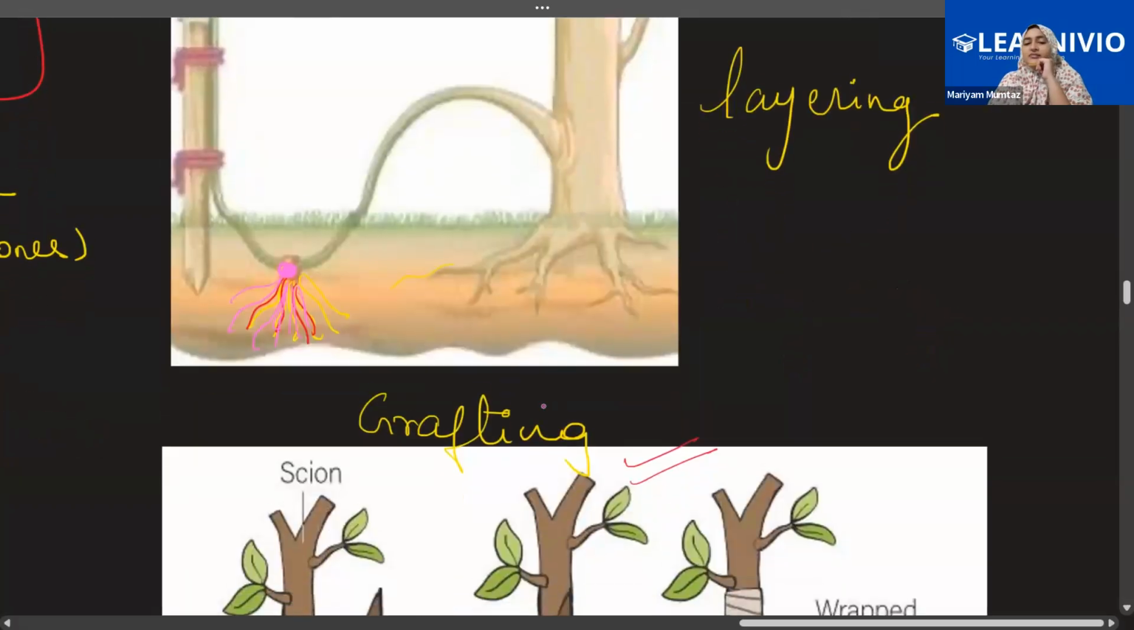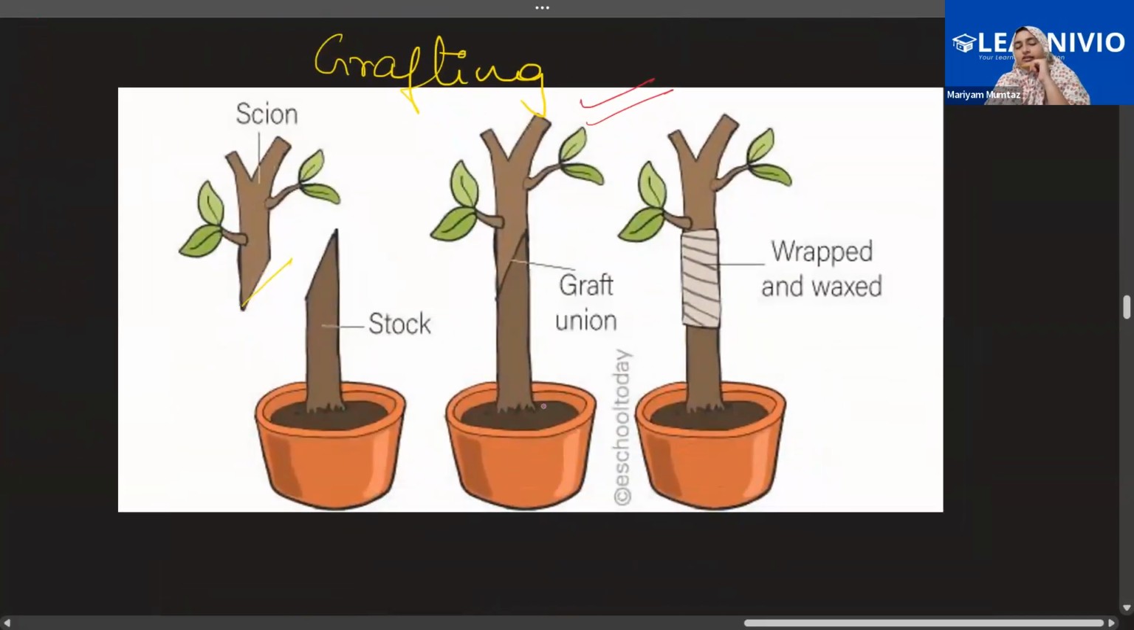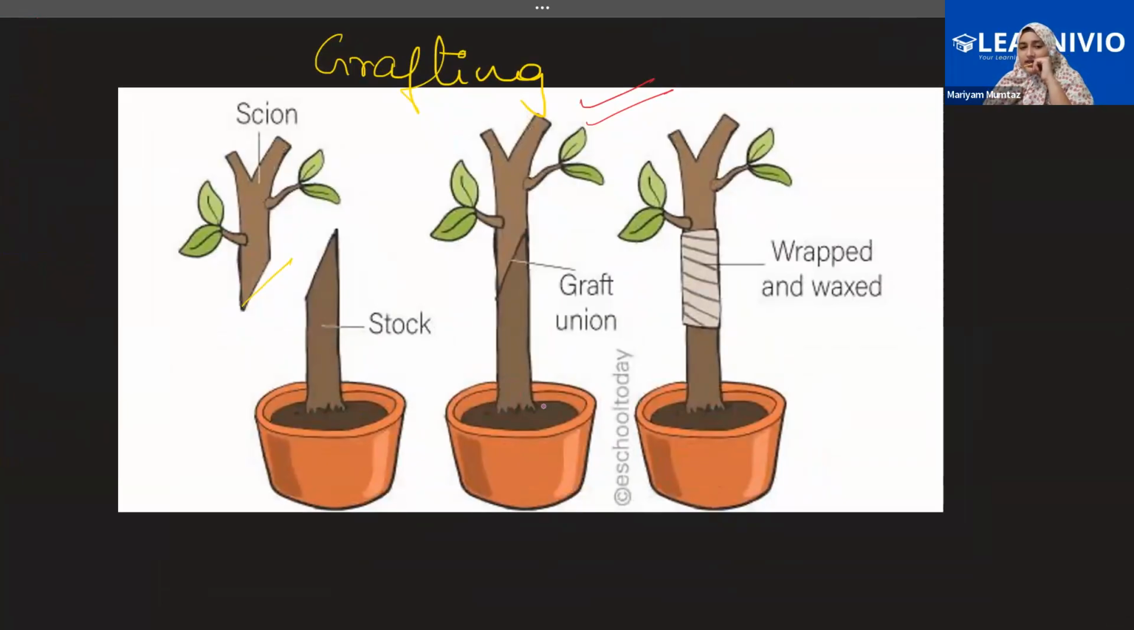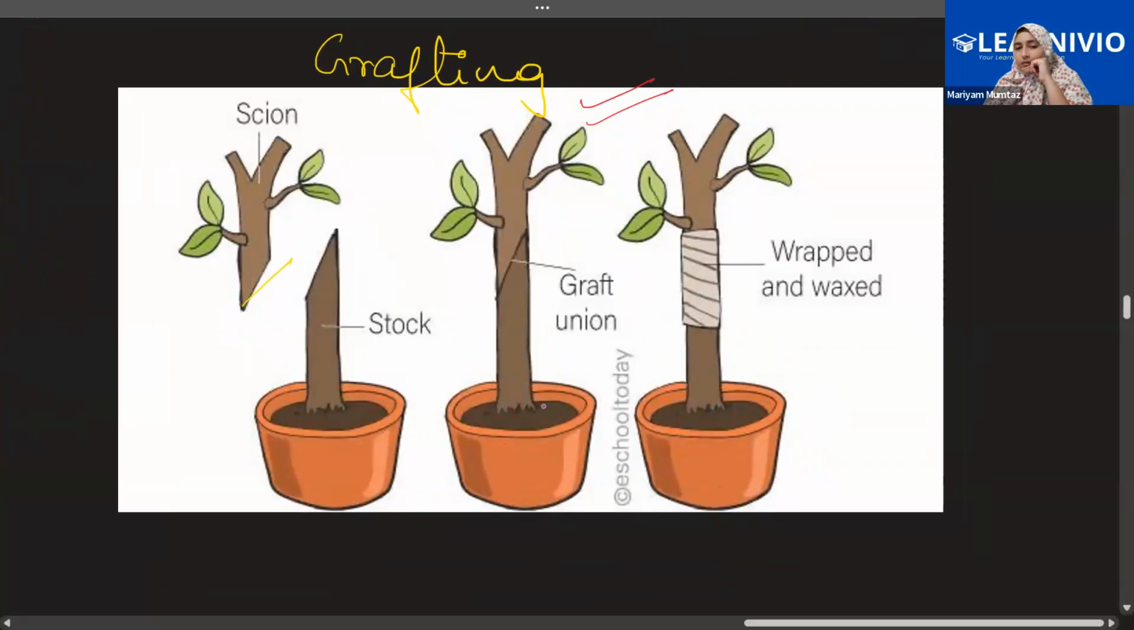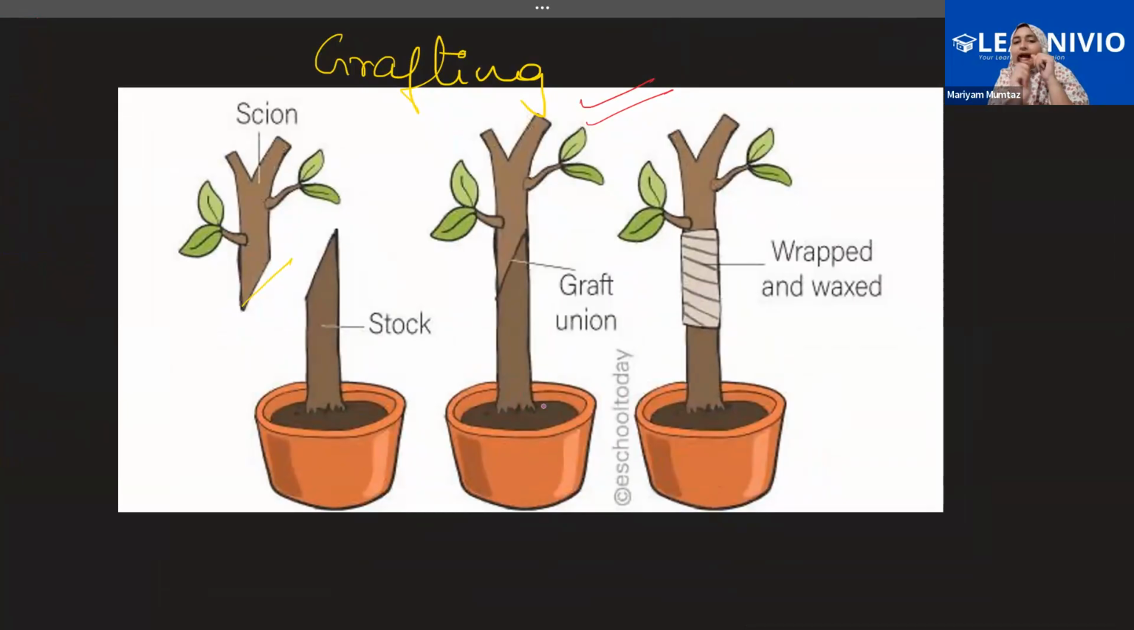Then comes grafting. A diagonal or angular cut is made on two different plants, and then both of them are joined together and wrapped around. Then the growth continues. So this was the case of grafting.